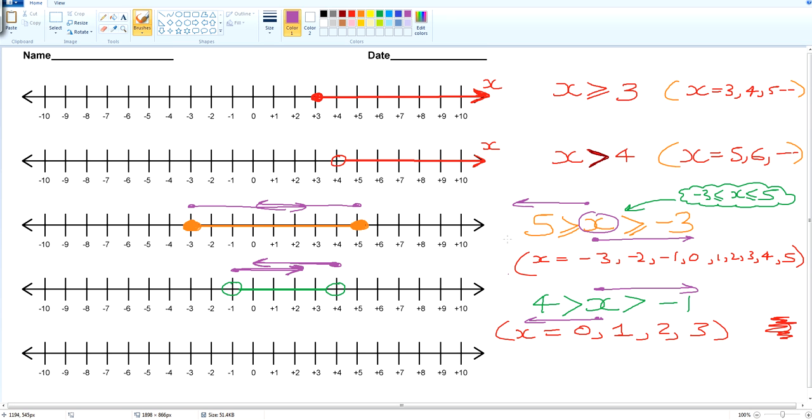Now what happens if we have one of each? I haven't done that one yet. Let's do that one next. Let's choose something from here. Let's have a solid one here, solid one here, and let's have an empty one here.